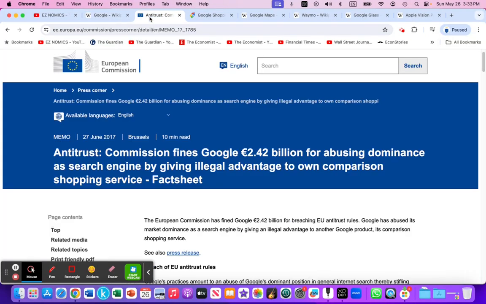And another disadvantage of monopoly is that they can abuse their market power against society. Here in this example, we have the European Commission in 2017 applying a $2.42 billion fine against Google for abusing their dominance as a search engine by giving illegal advantage to its own comparison shopping service.